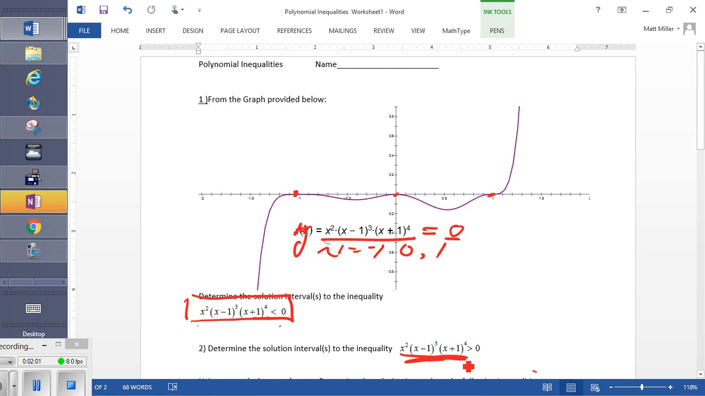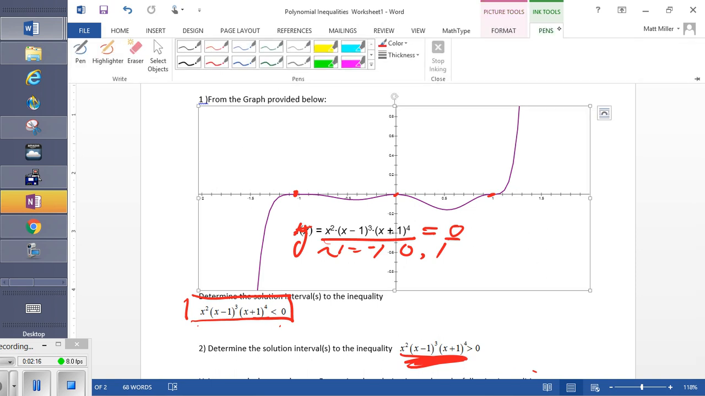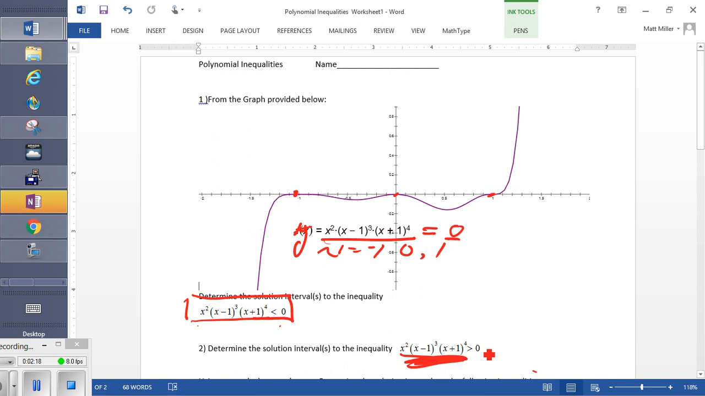And this question is asking, well, when is that graph above the axis? Because if it's less than, it's below the axis. If it's greater than, it's above the axis. Now, in actuality, it's probably easier for us to answer this question first. When is it above the axis?